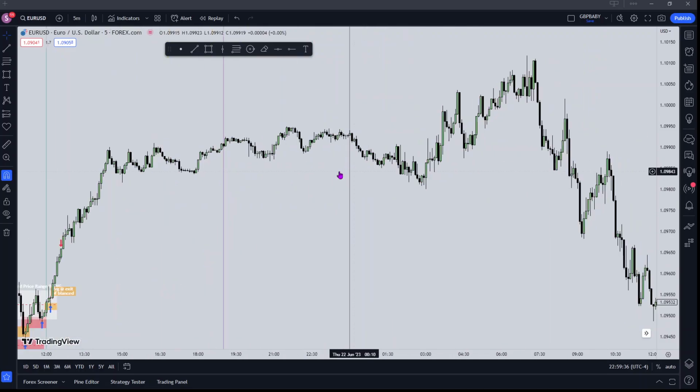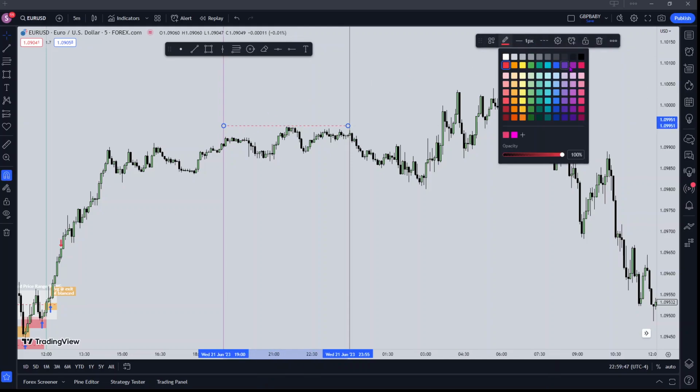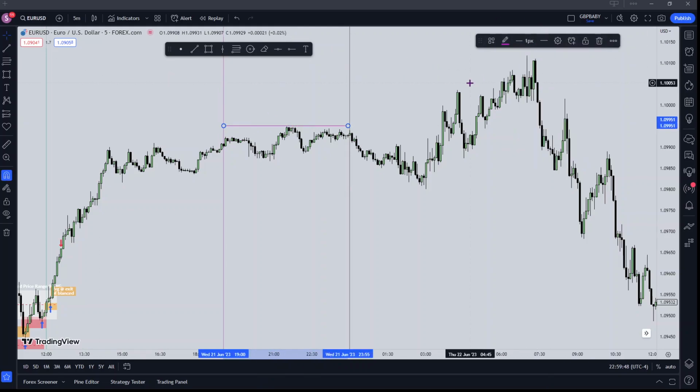So then we're moving into Thursday now. Same thing as always. We mark out the Asian range. High. Low.